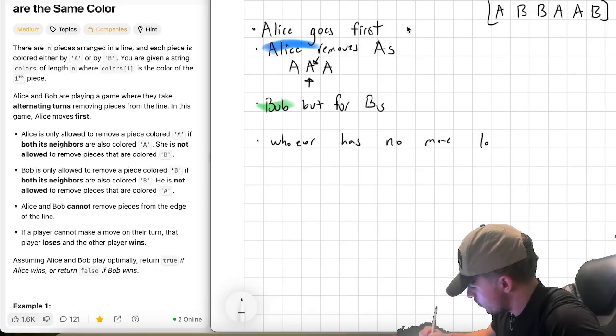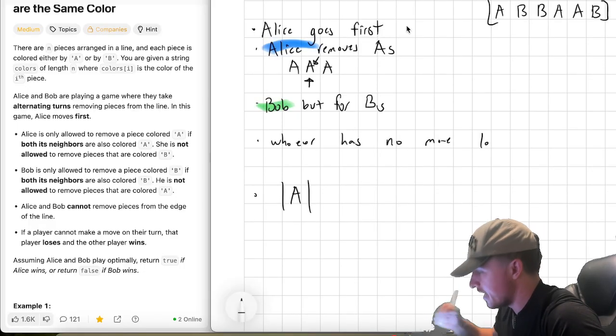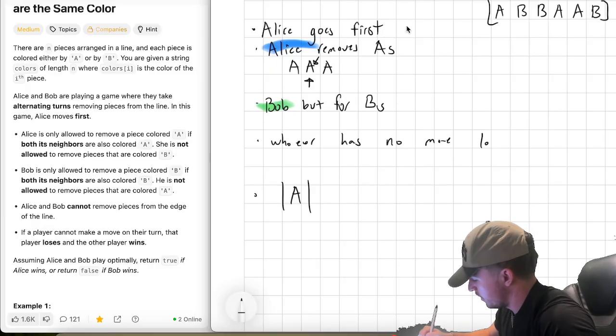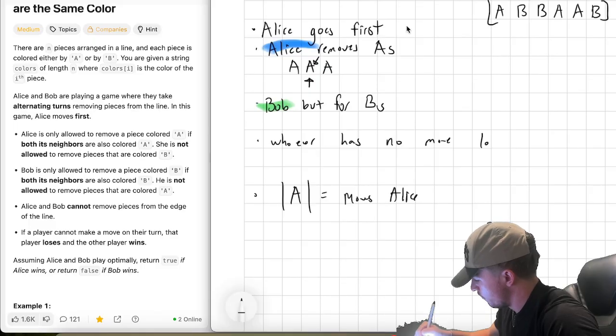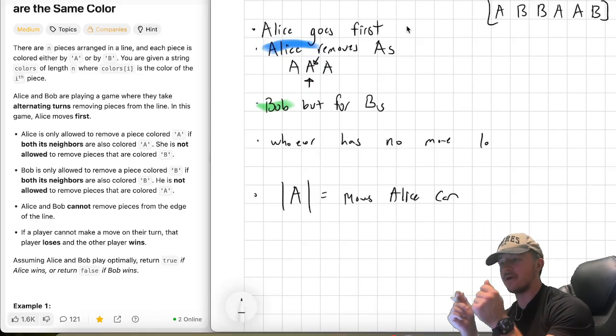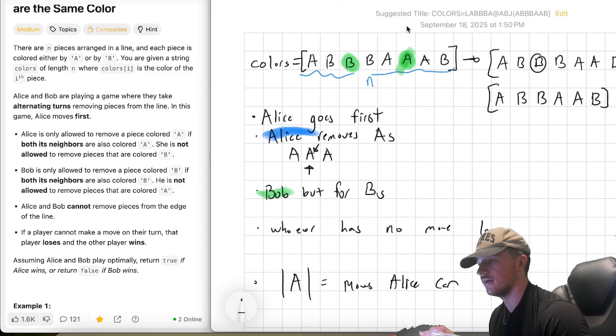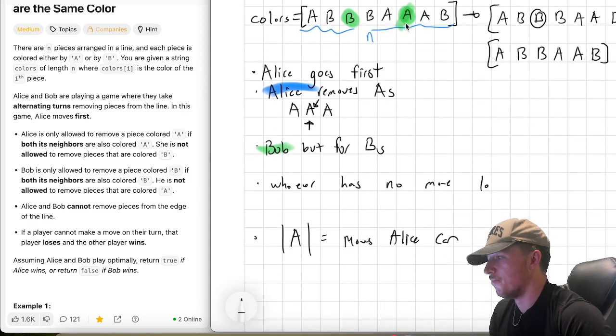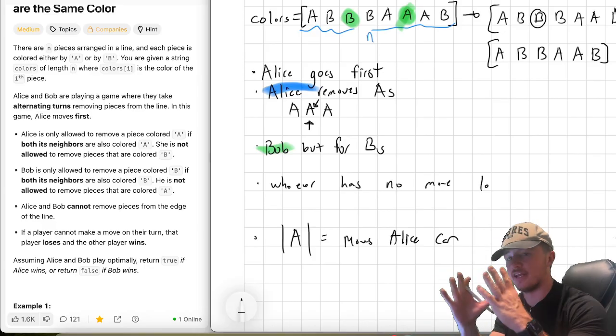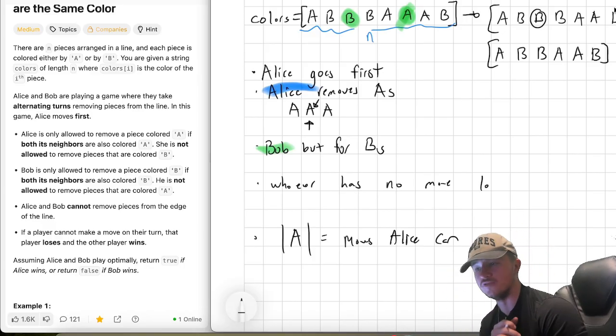But let's call the magnitude of A the number of moves that Alice can make. Now, this might change, because you could think about the fact that when Bob removes a piece, all the pieces kind of shift in. Like here, when Alice removes this piece, let's start there, these pieces get shifted in. So is that going to change the number of moves that we can make?